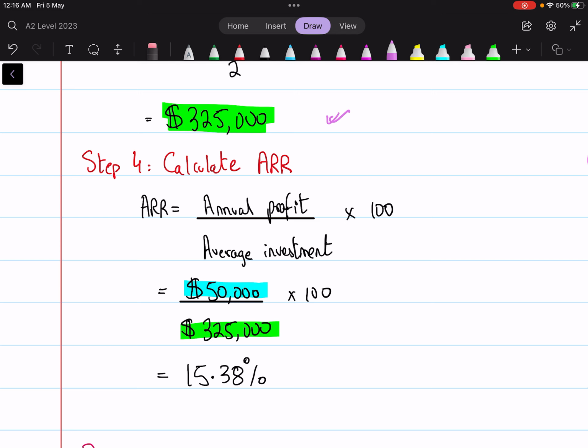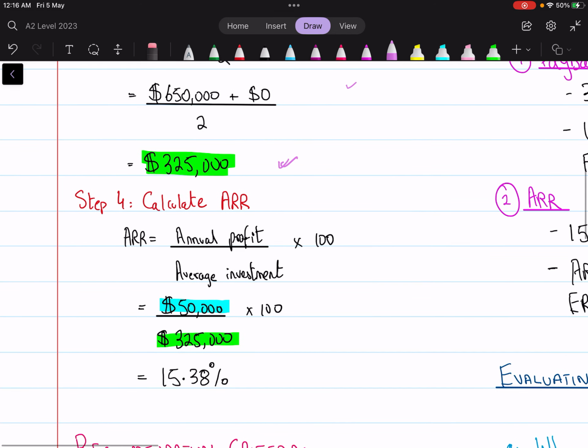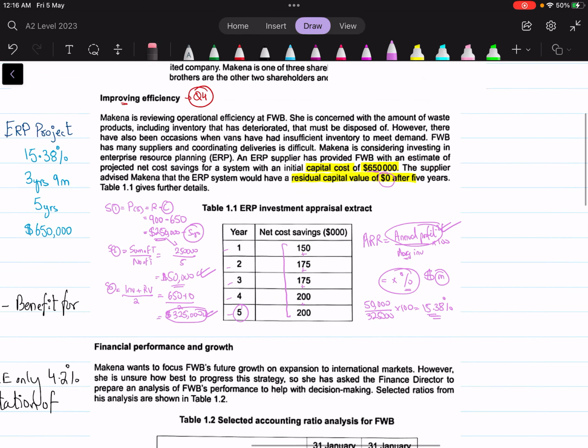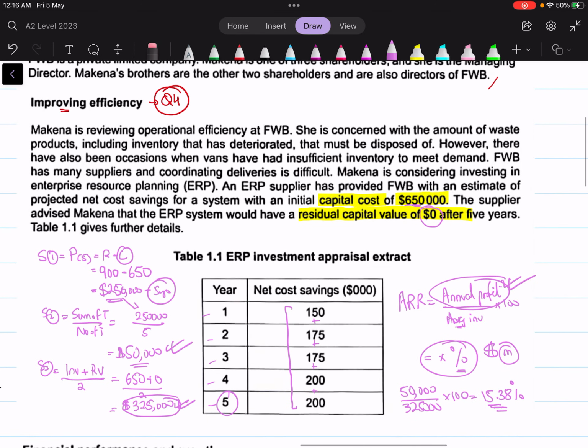Remember to show the formula and mention your workings as well. So even if you do not land up with the right answer, you're going to get marks for the formula and the workings if they were correct as well. Okay, so let's move on towards some qualitative discussion.